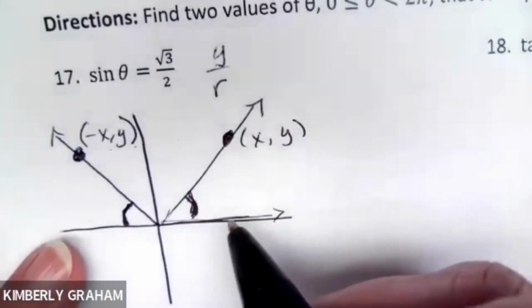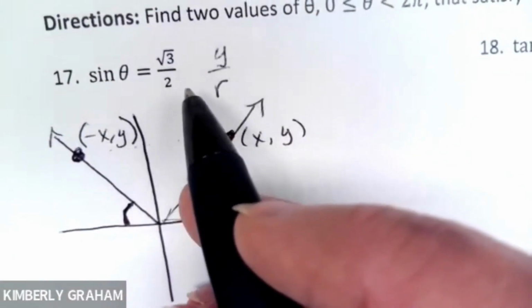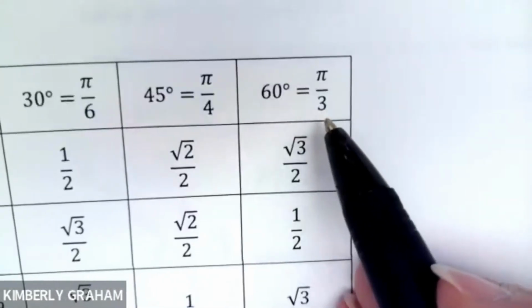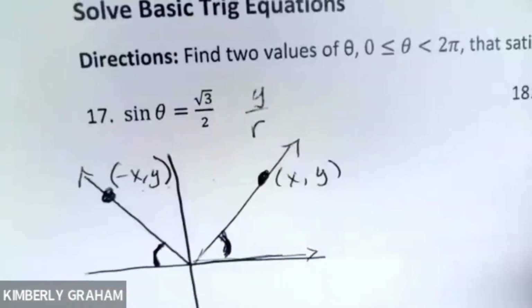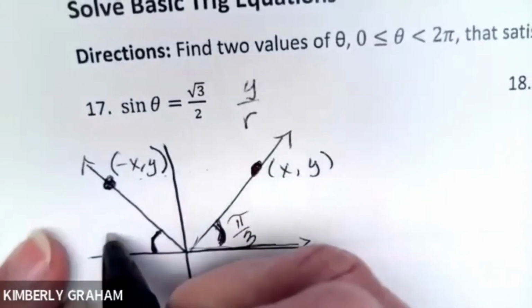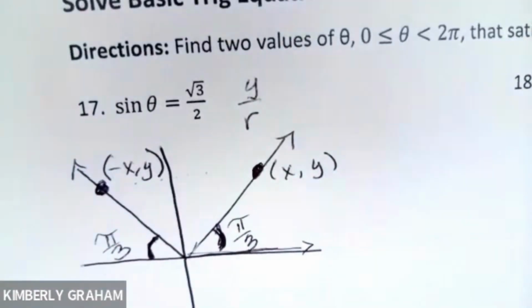So if this angle here has a sine of square root of 3 over 2, that means that angle is pi over 3. I'm in radians here. So this angle here is pi over 3. Does that make sense so far?